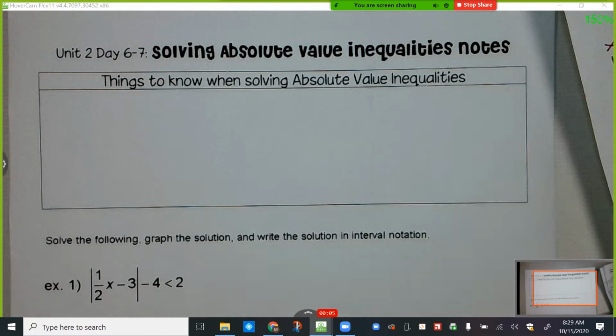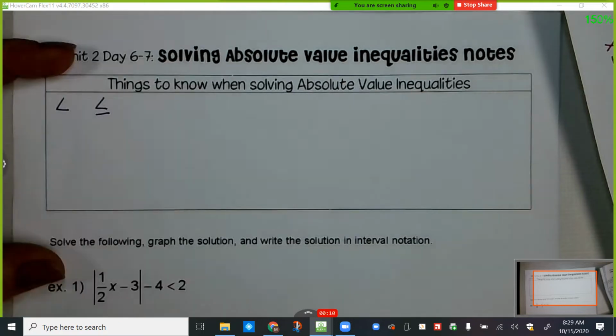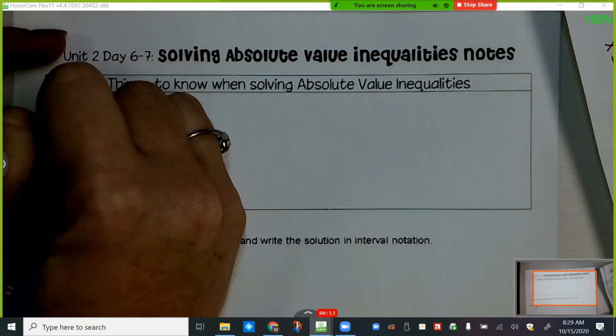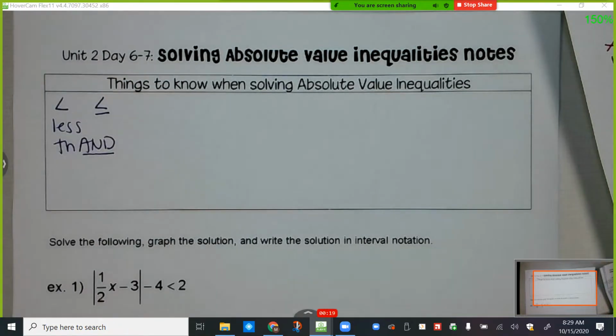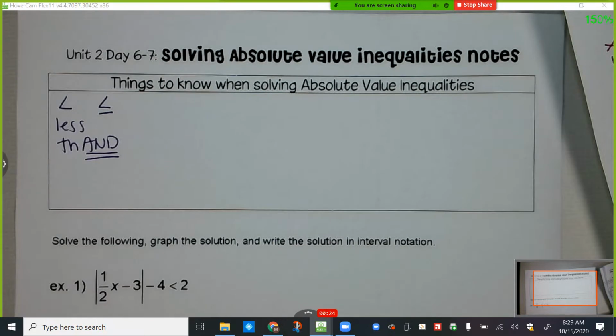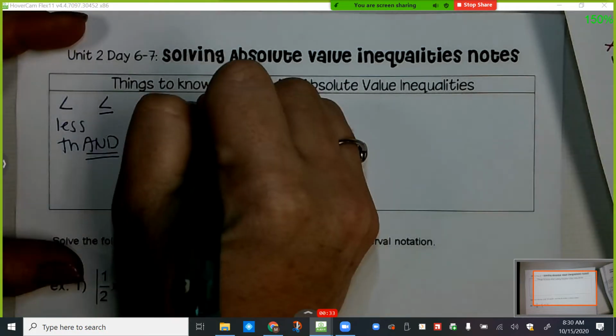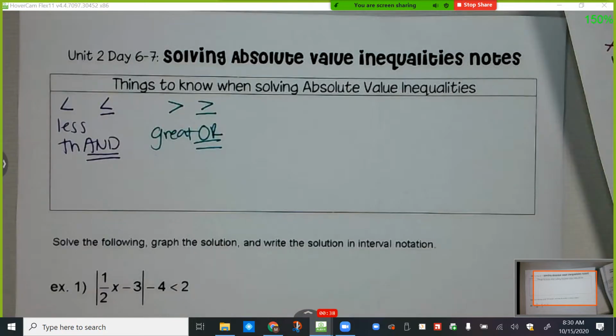Okay, so solving absolute value inequalities. There's a couple things that we have to talk about before we get started. If you see a less than or equal to sign, that means it's going to be a less than problem. It's an "and" situation. If it's greater than or equal to, it's "or". So those are the little things to remember if it's an "and" or an "or" situation. Okay?